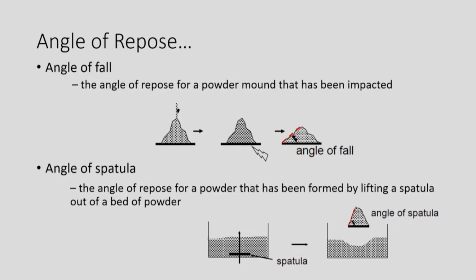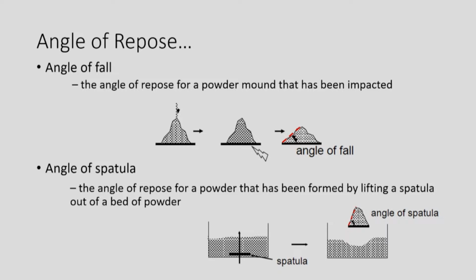Same thing again, angle of spatula. Insert a spatula into the powder bulk and see the angle of that powder on the spatula, okay? These are again simple qualitative measurements, okay? You can easily compare between powdered sugar and granulated sugar. All these will give good differences when you use these measurements, okay?